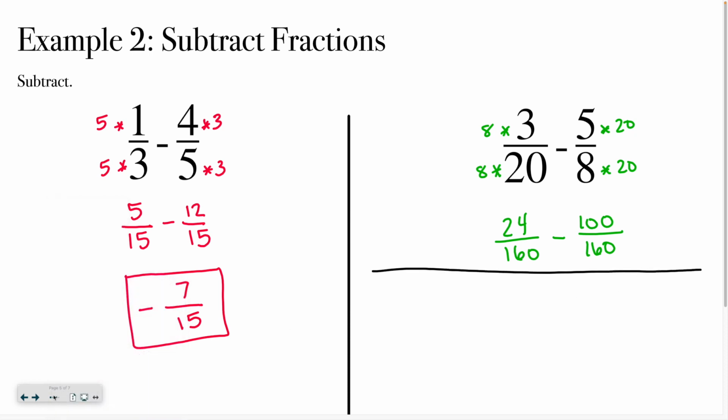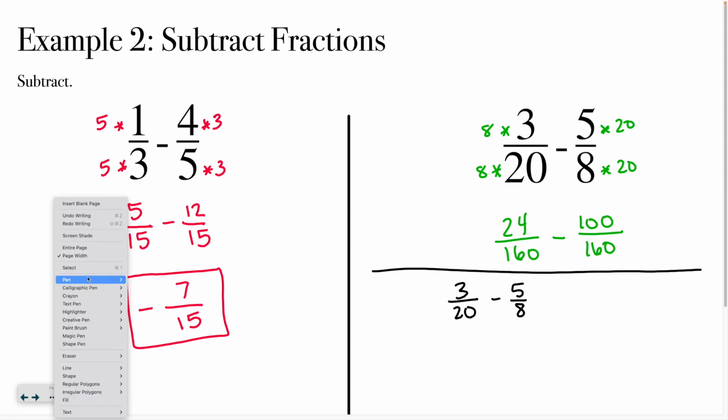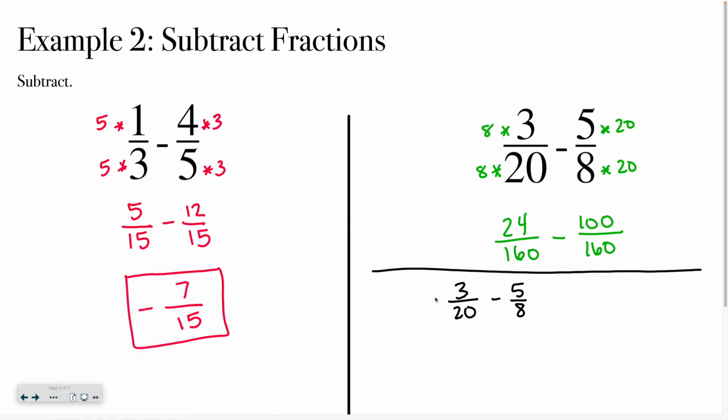So instead of doing that, I want to show you a different way to do it. So you could have that 3/20 minus 5/8. There's actually a smaller number that both 20 and 8 go into, and that's the number 40. So I can multiply 20 by 2 to get to 40, and I can multiply 8 by 5 to get to 40. So 2 times 3 gives me 6 over 40, minus 5 times 5 is 25 over 40.